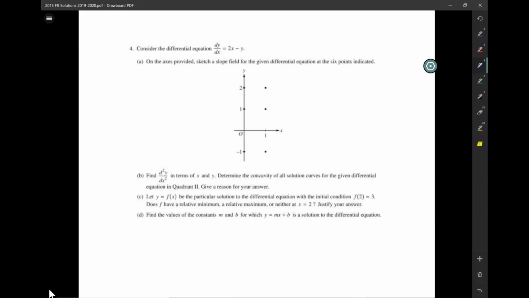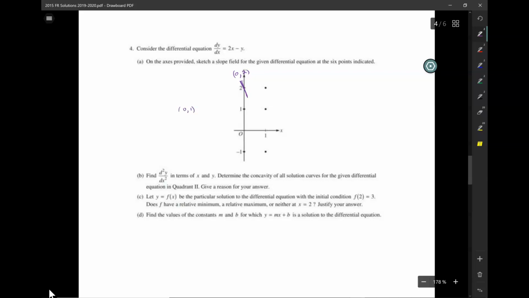Consider the differential equation, slope fields. dy/dx equals 2x minus y. Again, when I see this, I think to myself, it depends both on x and on y. Okay. So, on the axes provided, sketch a slope field for the differential equation. Okay, so this one here, let's start at the top. At 0, 2 it is negative 2, right? This one here is 0, 1.